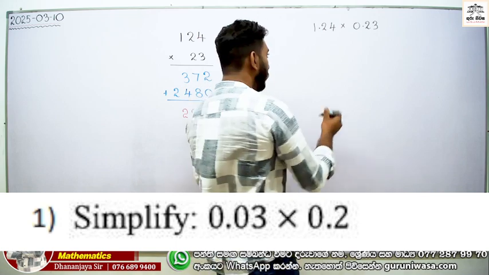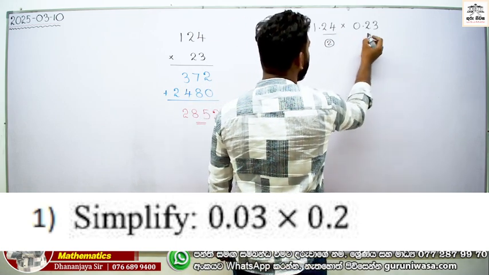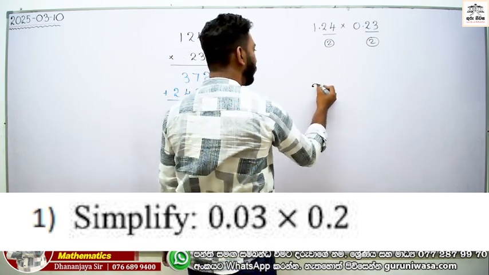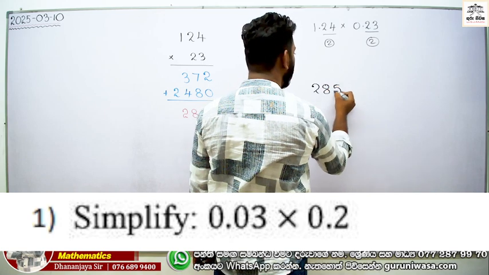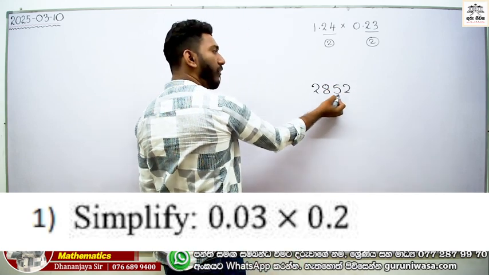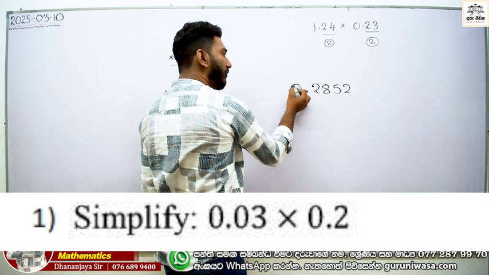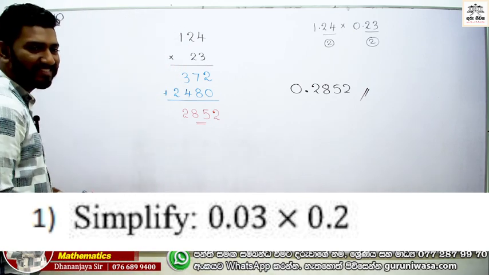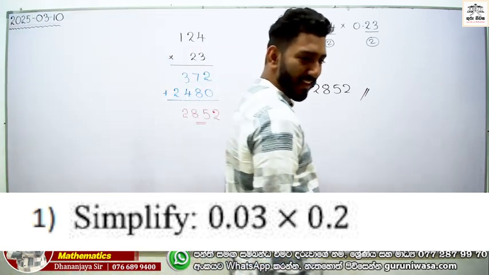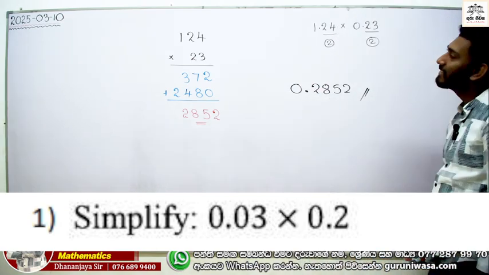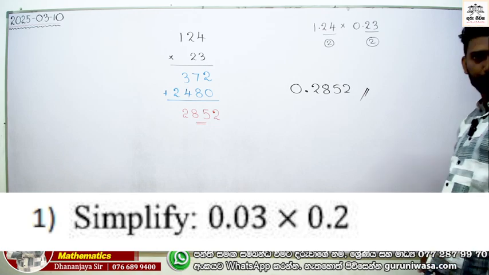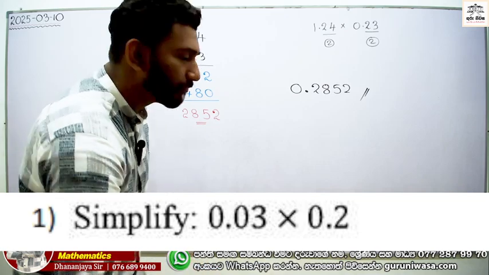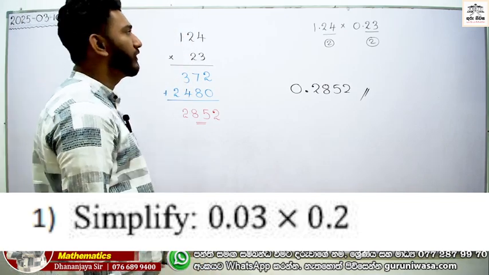But listen, here is a 2 decimal place number, and this one is a 2 decimal place number. Then the final answer becomes 2852, and we have to keep 4 decimal places. Then the answer is 0.2852. This is the answer. This is multiplication, the simple thing. Easy, huh?